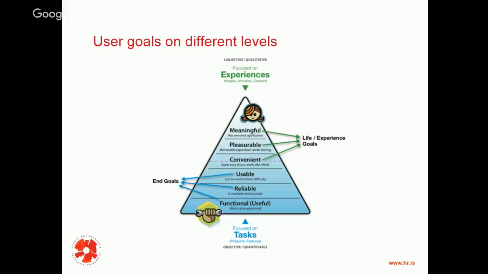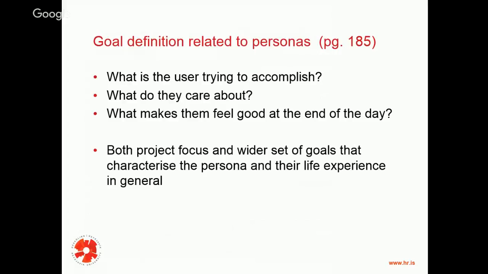But then there are also more experience goals. If it's pleasurable, if it's convenient, if it's meaningful. So we could have more emotional goals and then task-oriented goals. And when you look at this again, when they are explaining the user goals, when you define the persona, they include both. Both project goals, which are task-oriented, and then a wider set of goals.